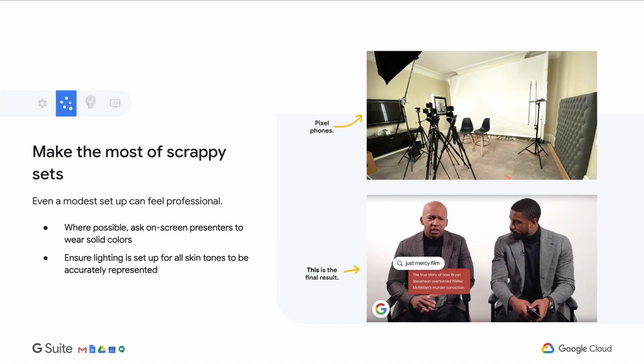And you need to make the most of a scrappy setup. So even a modest setup can feel professional. Where possible, ask on-screen presenters to wear solid colors and ensure lighting is set up for skin tones to be accurately represented. For this example, you can see that in our background, we shot one using four Pixel phones, a white background, a sound person, and a lighting person. And the entire production fits in a small hotel room.